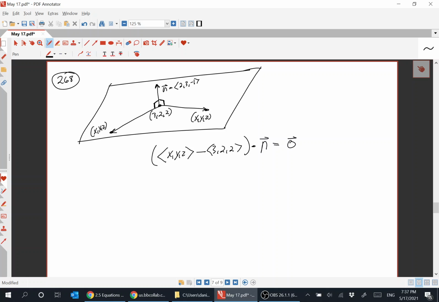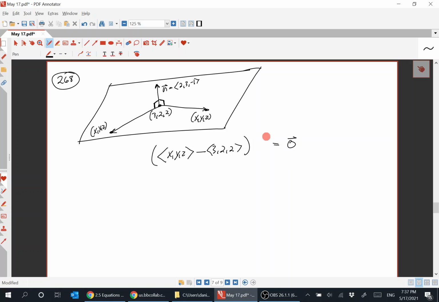So the vector x, y, z minus 3, 2, 2. You have the origin 0, 0, 0 here, and that's the vector x, y, z. You don't have to worry about that. So x, y, z minus 3, 2, 2 dot n is equal to 0. And that gives you all the points x, y, z on the plane. Every point on the plane satisfies this perpendicularity condition, and any point that satisfies that condition has got to be on the plane. So that characterizes the plane completely.